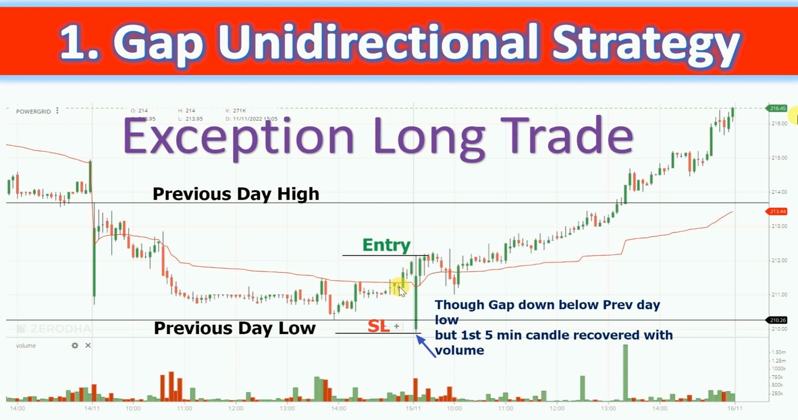So we will also follow and identify these key points, and we will go long at the high of this first 5-minute candle, and we will put the stop loss at the low of this candle. And look at this explosive move on that trade, because the sentiment drastically changed in the first candle itself. So that's why the stock may continue in an uptrend till the end of that session.